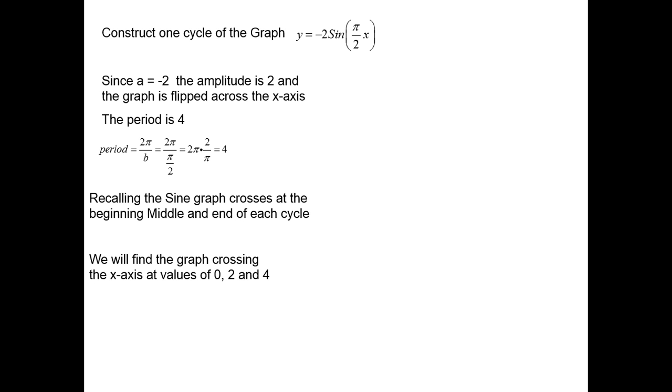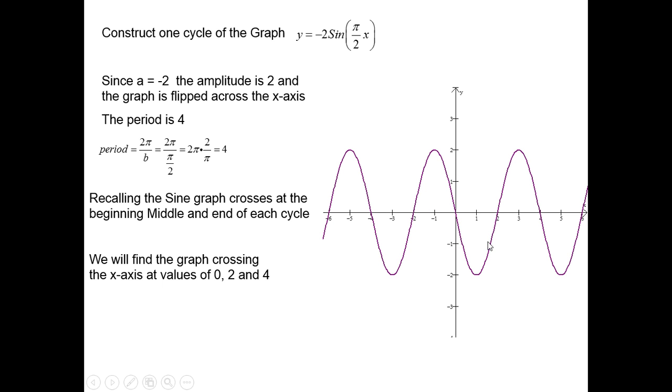Recalling what we said before, the sine graph crosses at the beginning, middle, and end of its cycle. Now this whole wavelength spans 4 units, so beginning, middle, and end would be at 0, 2, and 4, which would be the intercepts of the graph with the x-axis. So I would sketch those in. Here's the graph in its entirety: 0, 2, and 4, spanning from 0 to 4 is one whole wavelength. Midway, 2 is the midpoint.